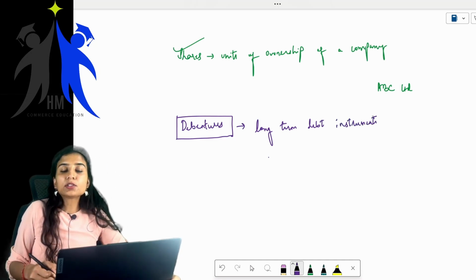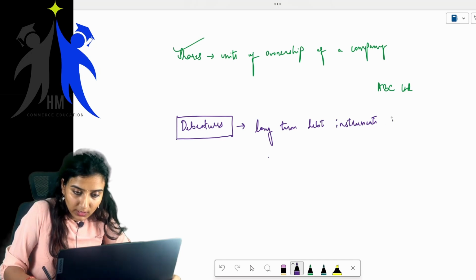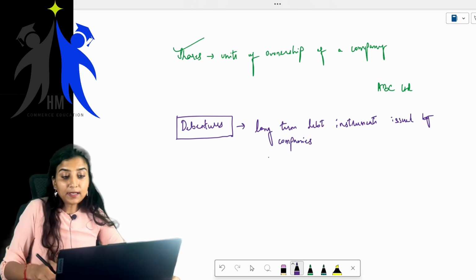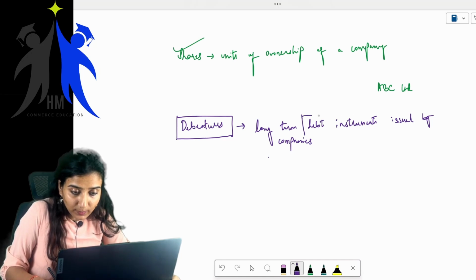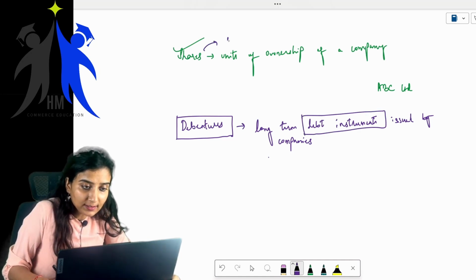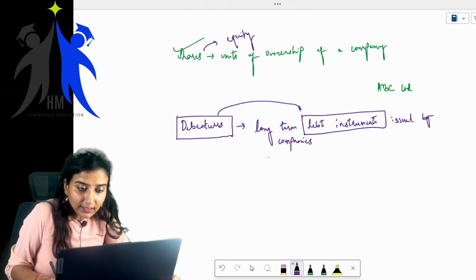Usually issued by companies. What are these? These are debt instruments, but shares are equity. Shares are equity, whereas debentures are debt instruments.